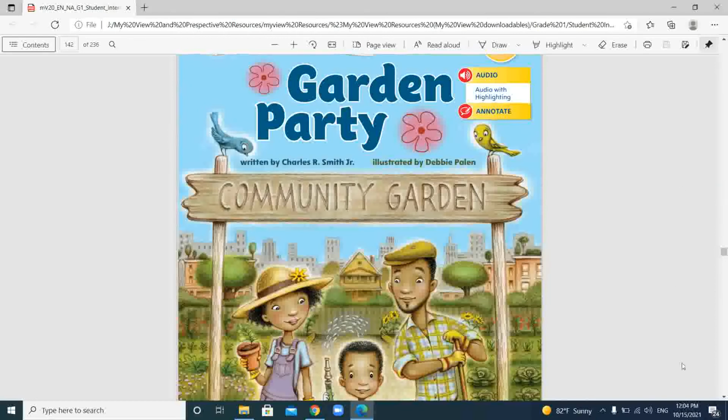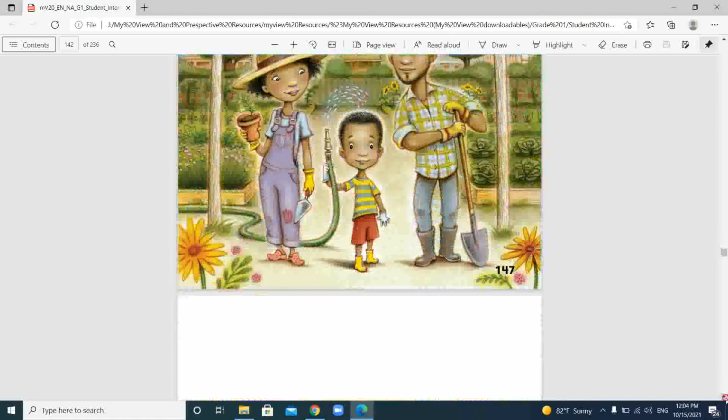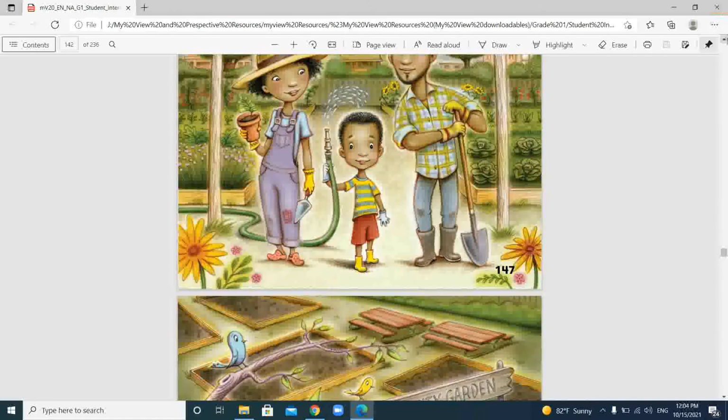Okay? So the title, what is the title? Garden Party. Written by Charles R. Smith Jr. Written by means he is the author. Illustrated means the person who drew the pictures. So Debbie Palin, she is the person that drew the pictures for the story, and Charles is the person who writes. Okay? So we talked about the characters.